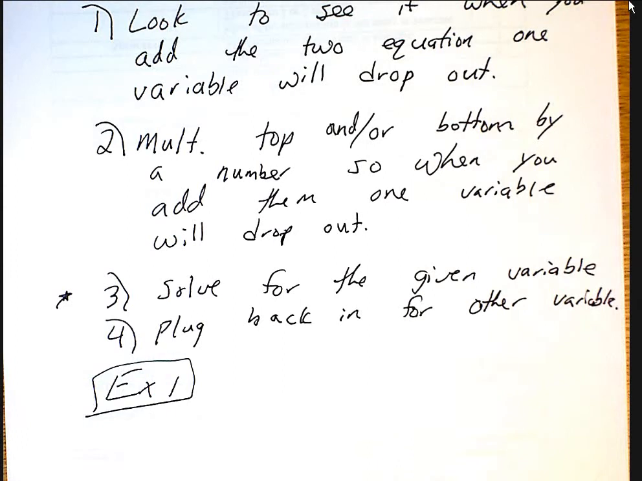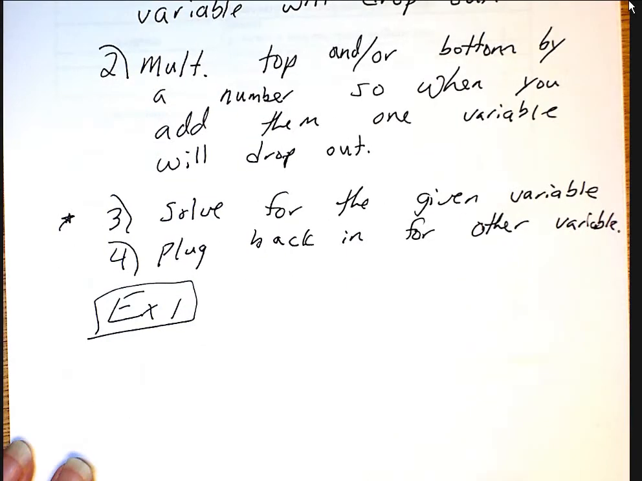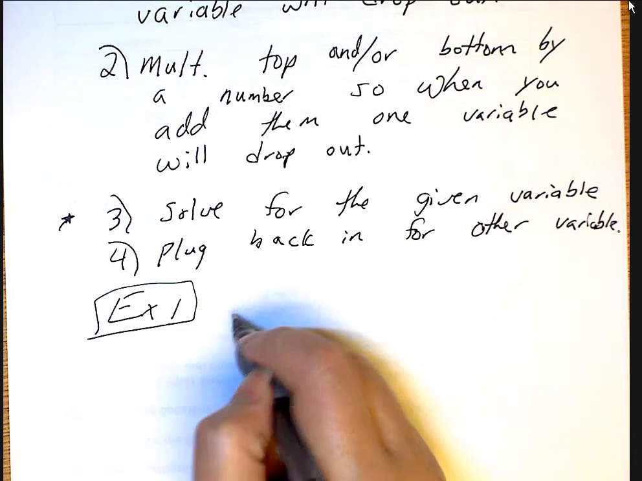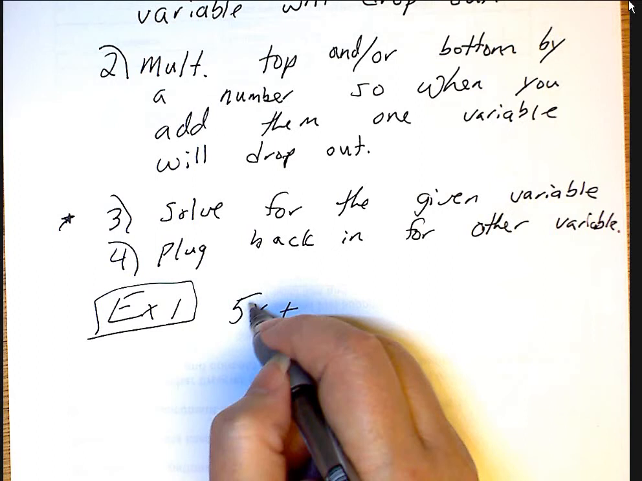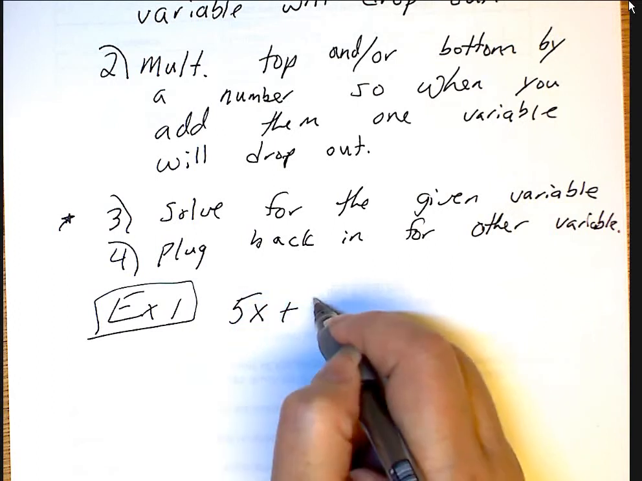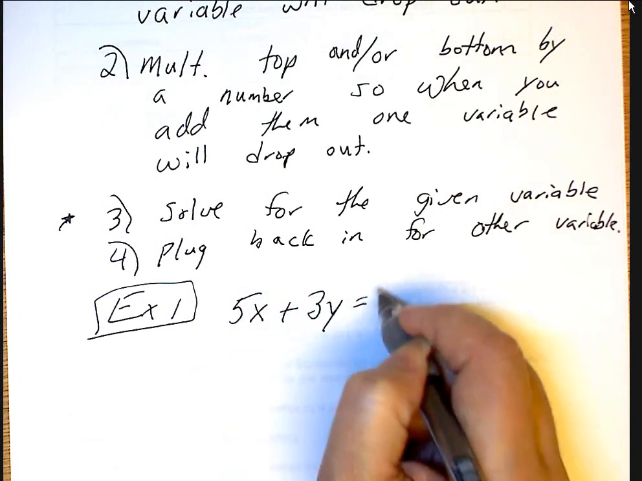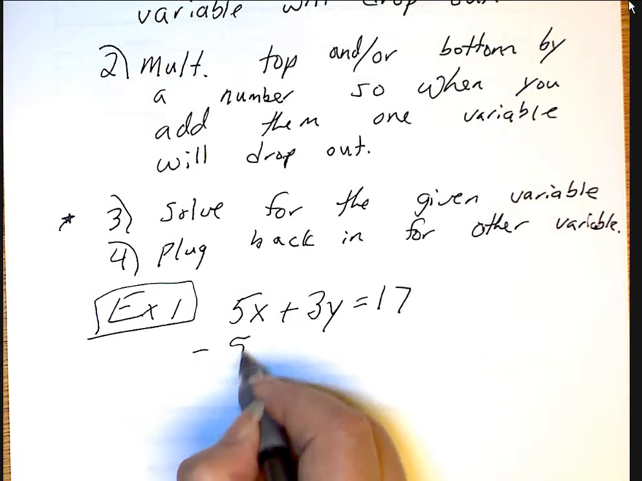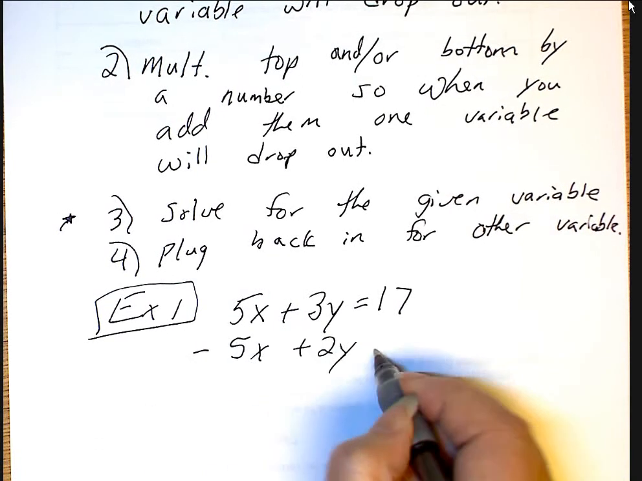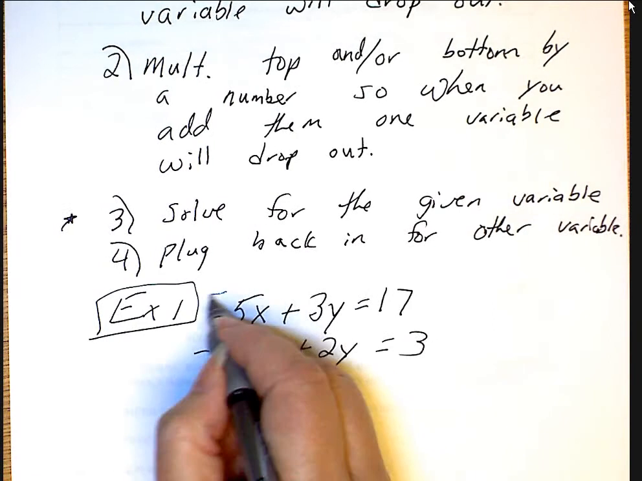Alright, I'm going to write the example 1 down, and I want you to look at it and see if you think if you added the two together, if one of them would drop out. But don't say it out loud, just look at it. So you can write it down. So the first one is 5x plus 3y is equal to 17. And the second one is negative 5x plus 2y is equal to 3. So you're talking about that system right there.